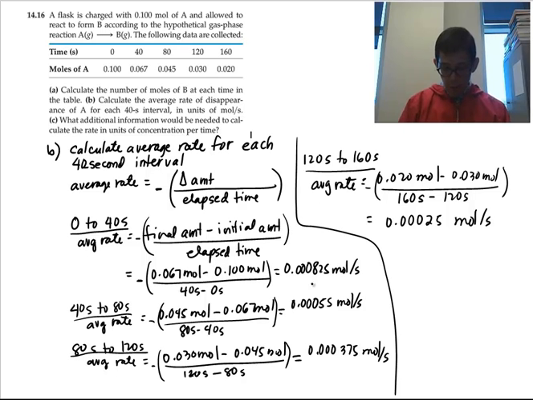So you look at the rate of disappearance of A. 0 to 40, it's 0.000825, and then 40 to 80, it's 0.00055. And you notice that as the reaction time increases, the amount of A left decreases, and the rate of disappearance decreases. So that is true for chemical reactions. The rate of reaction decreases with time.